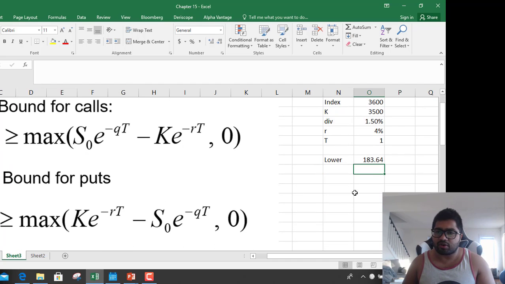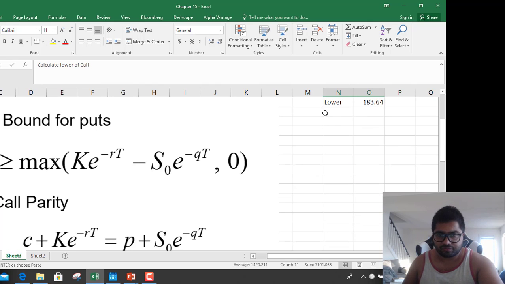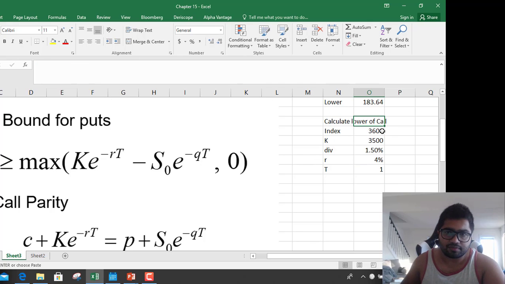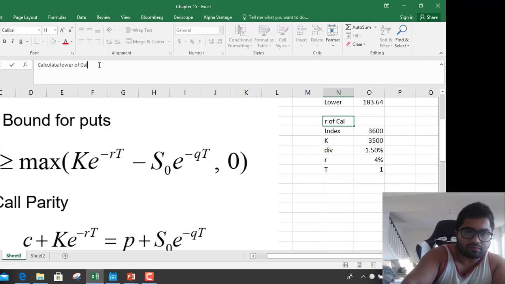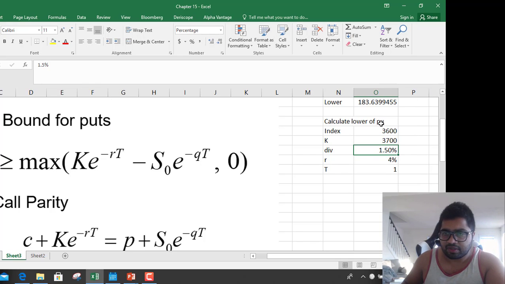Now let's calculate the lower bound of the put option. Let us say we are doing it again on the index. We are calculating the lower bound of put options now. For fun, I'll just change the exercise price. The current price is 3600, and I have changed the exercise price to 3700. So you're buying a put of 3700. What is the lower bound, the lower limit of that?